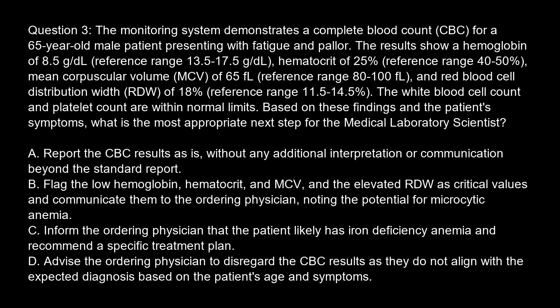Option A. Report the CBC results as is, without any additional interpretation or communication beyond the standard report. Option B. Flag the low hemoglobin, hematocrit, and MCV, and the elevated RDW as critical values and communicate them to the ordering physician, noting the potential for microcytic anemia. Option C. Inform the ordering physician that the patient likely has iron deficiency anemia and recommend a specific treatment plan. Option D. Advise the ordering physician to disregard the CBC results as they do not align with the expected diagnosis based on the patient's age and symptoms.